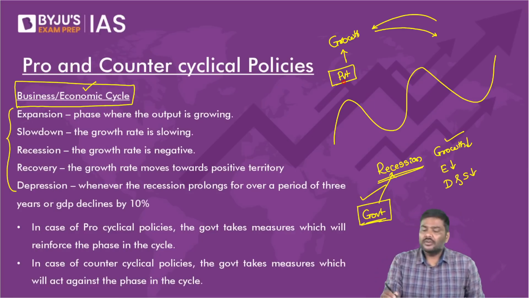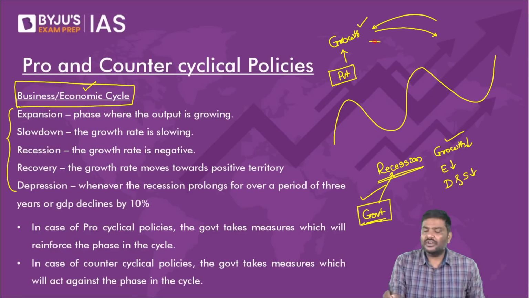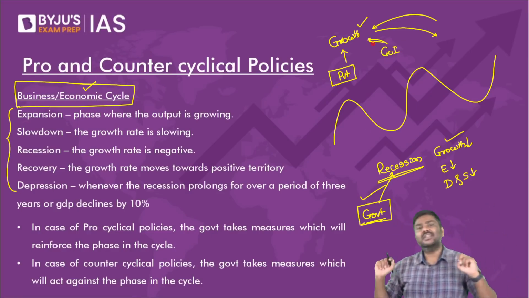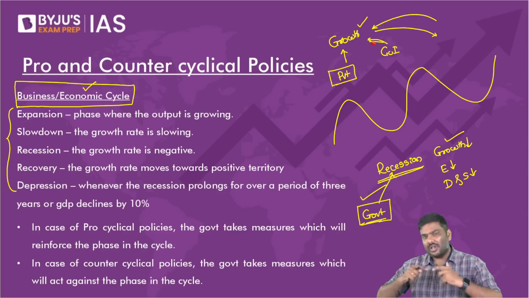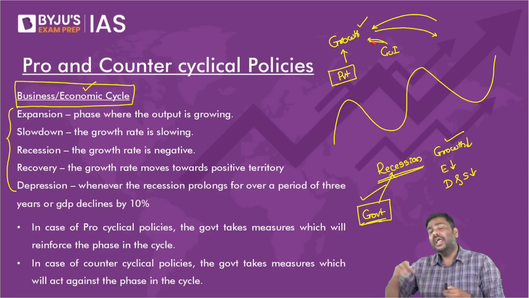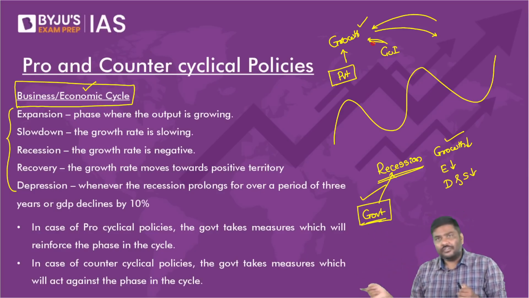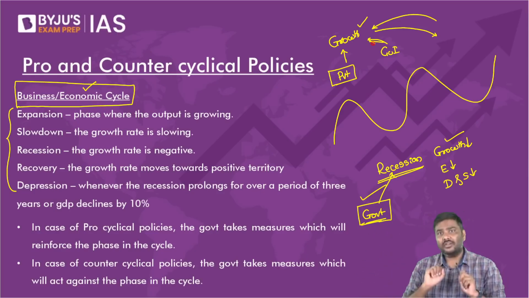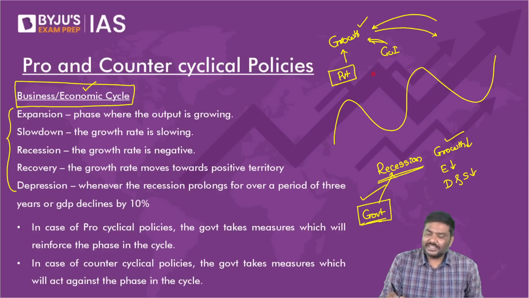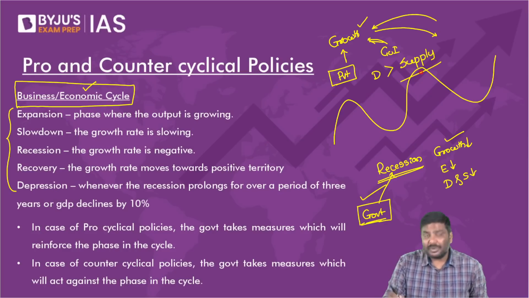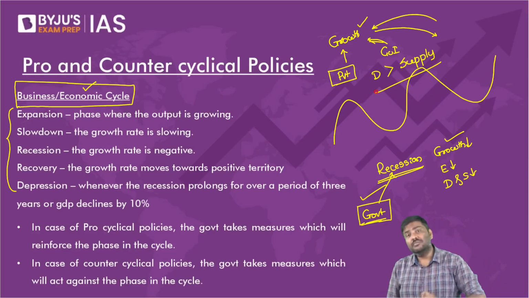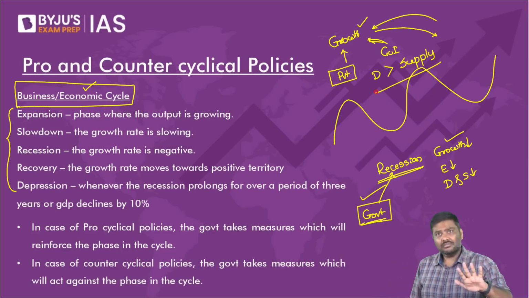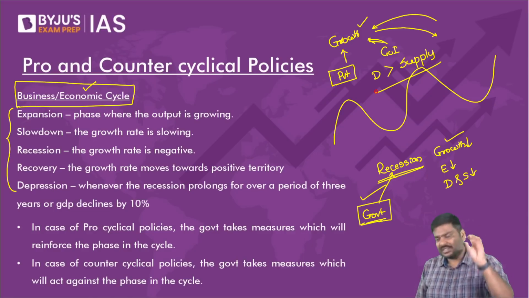Now think of this. When the growth is already high in the economy, what if the government invests more in the economy? The government will also increase its expenditure. Don't you think that will further increase investment, further increase employment, further increase the demand? Now, what if because of this, the demand becomes greater than supply? Tell me now.